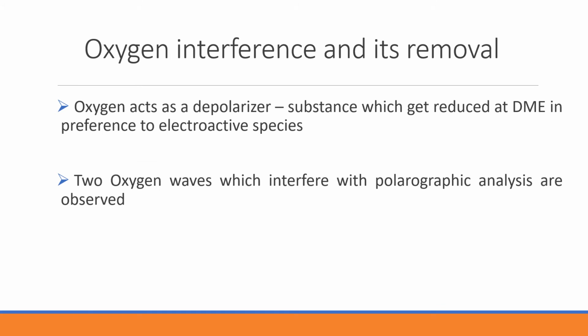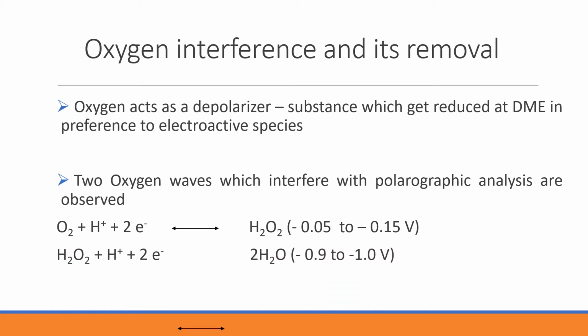Two oxygen waves are usually observed in the polarogram when oxygen is present. The first wave is due to the reduction of oxygen to hydrogen peroxide, and the second one is due to the reduction of hydrogen peroxide to water. These are the reduction reactions for the two oxygen waves which are observed in polarography when oxygen is present.